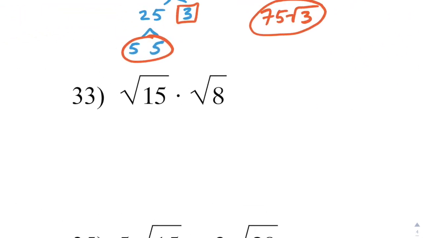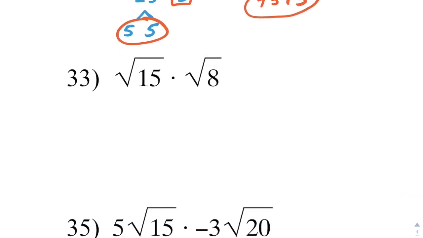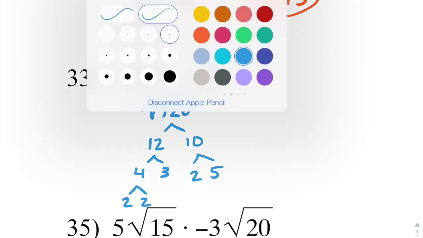We have 15 times 8. That's 120. So we have the square root of 120, which ends up being, we can do a lot here. Let's do 12 times 10. 12 is 4 times 3, which is 2 times 2. 10 ends up being 2 times 5. It looks like there's going to be quite a bit left over under my radical, and that's okay.